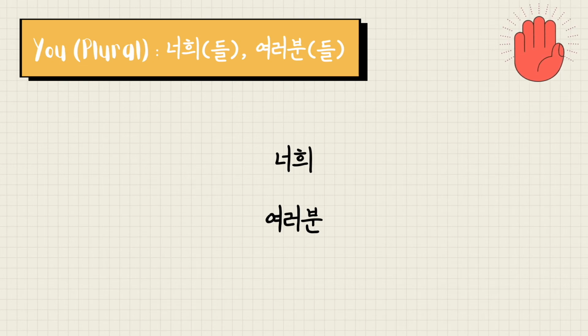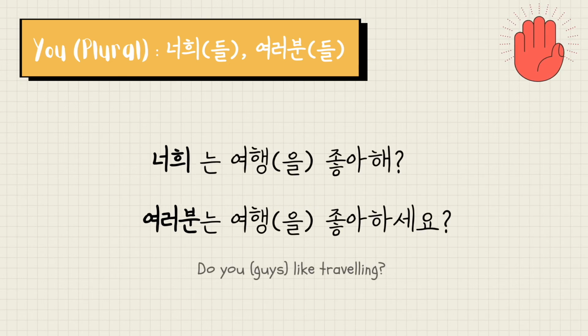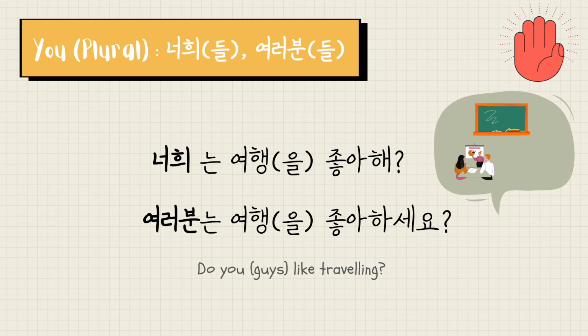너희, 여러분 are also the words that you should be careful with. 너희는 여행 좋아해? 여러분은 여행 좋아하세요? 너희 should be used only to someone who is close to you and younger than you or similar age as you. For example, friends. 여러분 is used when the listeners are audiences, such as in a class, in a big meeting, or a concert.